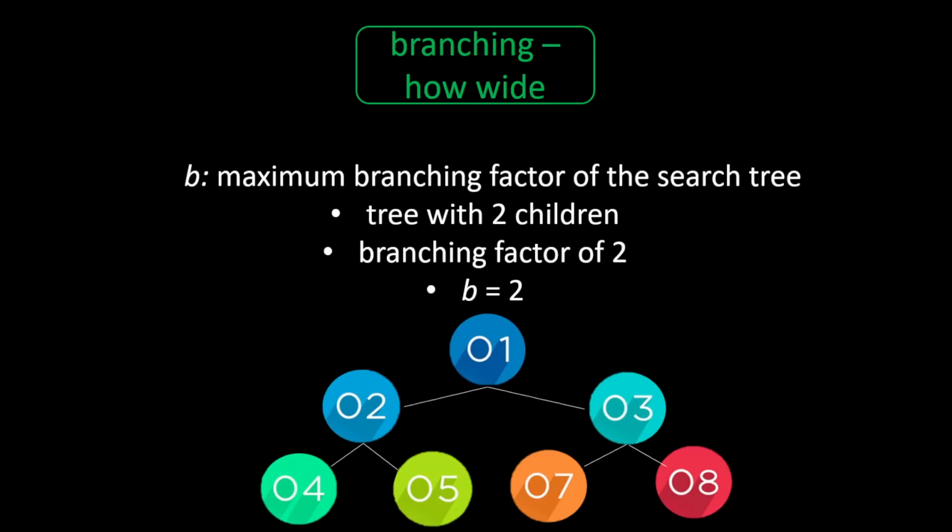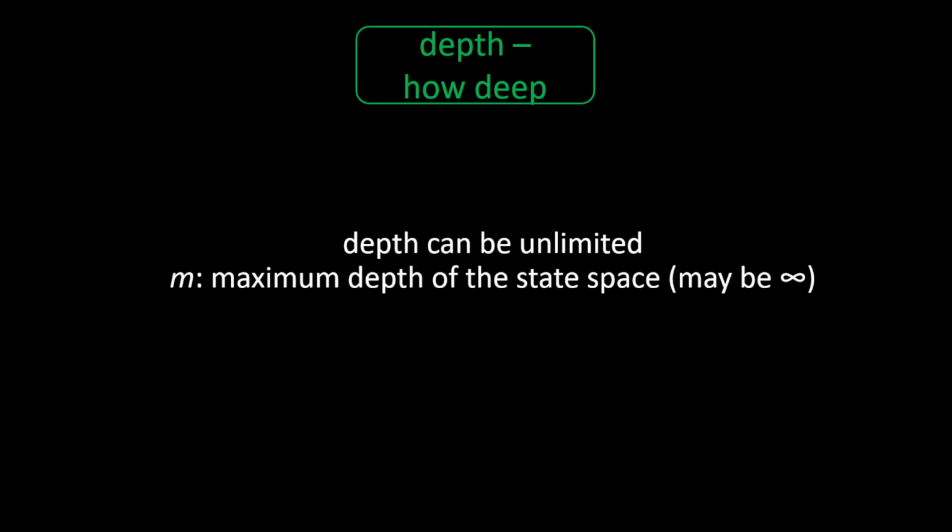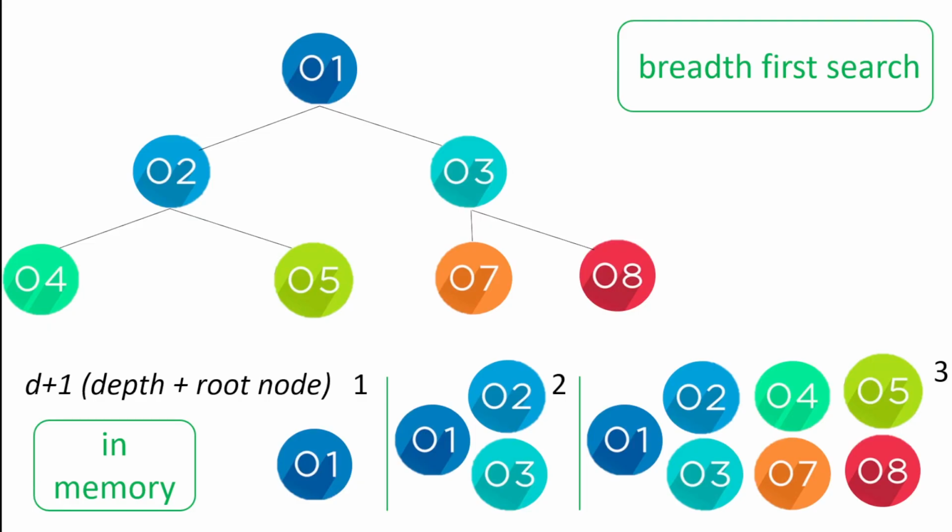Now, other terms, we look at branching factor. This is really how many children wide it is, if you like, the breadth. Here we've got a tree that's got 2 children on each node, so the branching factor is quite simple, it's 2. The other obvious metric would be depth. We've already seen the root node is at level 0, we've got level 1 and level 2, so that would be a depth of 2. Now, depth can be unlimited, can be infinite. So sometimes you might see M for the maximum depth of the state space, which is a term used for the tree or the graph.